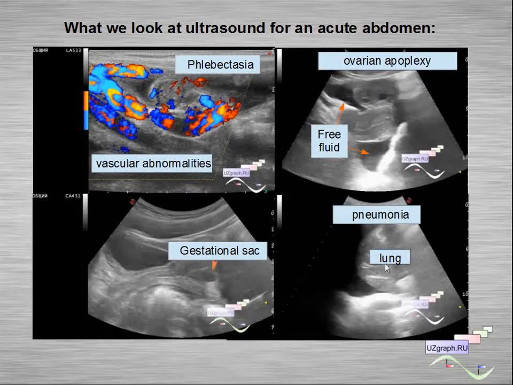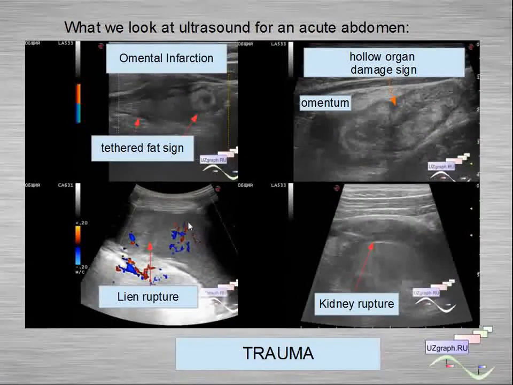This is compressed lung in pneumonia with hydrothorax. And this one is a mass lesion, omental infarction, called the target fat sign. This one is hyperechoic omentum around the pseudokidney sign. Trauma of an intestine loop, hollow organ damage sign, spleen rupture, kidney rupture.